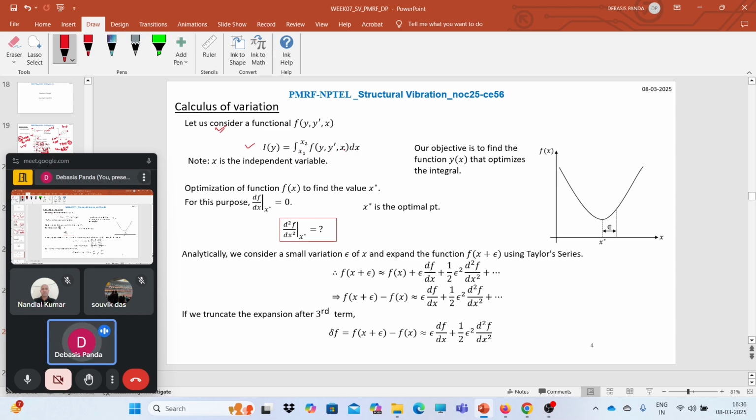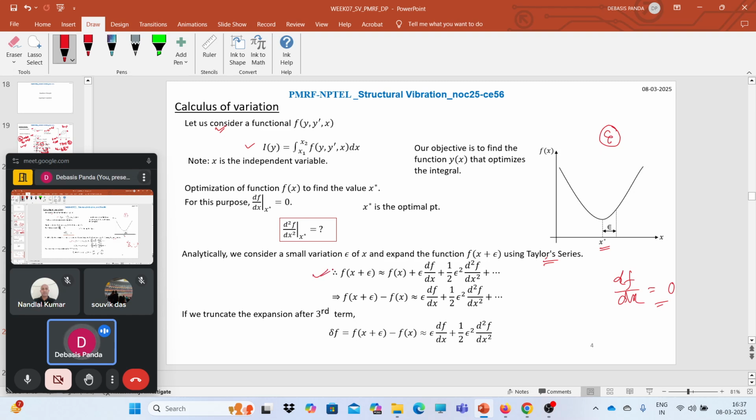Now how can we find the optimum value of the function at any point x star? For example, I want to find the optimal point x star, or the value of the function at x star. Obviously I need to look for maxima or minima. That means we need to differentiate this function with respect to x and equate it to 0. So how can we deal with this problem? For this type of problem, we consider a small variation on that function and use the Taylor series expansion. Here we have considered the small variation of the functional, so f of x plus epsilon.